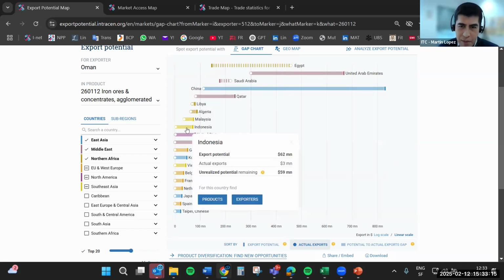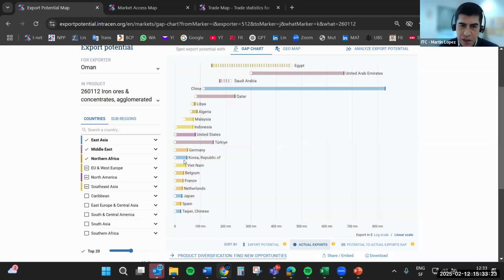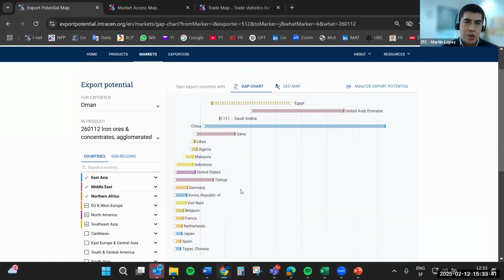For example, there are a number of other countries to which Oman has not been exporting that product, like, well, United States very little, Turkey, Germany, Korea, Vietnam, Belgium, France. Exports are zero, but they are intensive importers. And the system predicts that there would be some room for Omani iron ores and the concentrate. That is another use of export potential map.